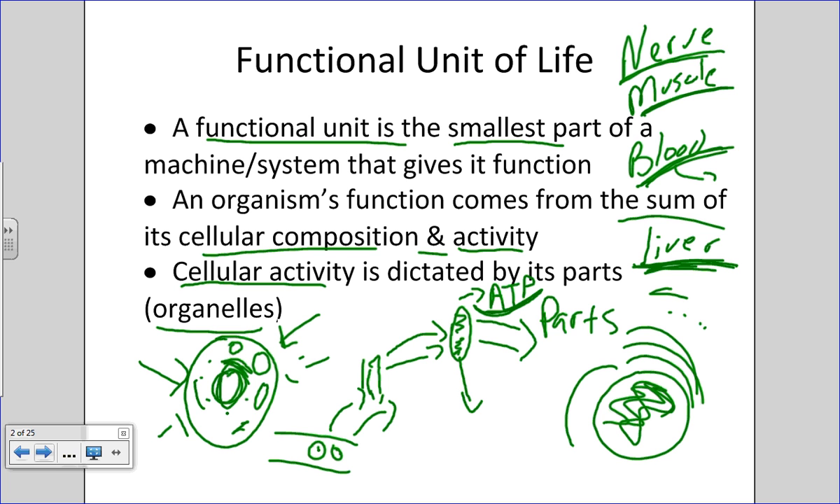It's still going to have mitochondria because it needs to have energy. It needs to be fueled, but a big part of the daily job of the liver cells is to break down material as blood flows through it, like waste products and things like that. Muscle's main job is movement. So basically that's what a functional unit is, the smallest part that can give a machine its function. And for us, or a cat or a dog, a frog, whatever it may be, it's the cell.